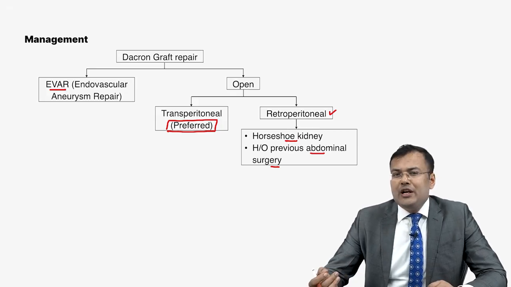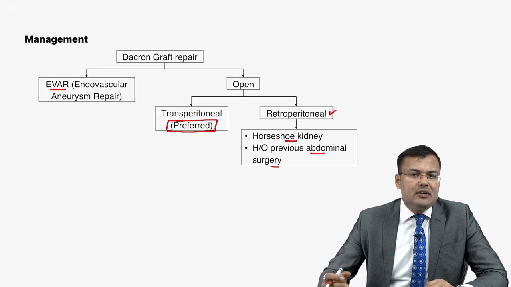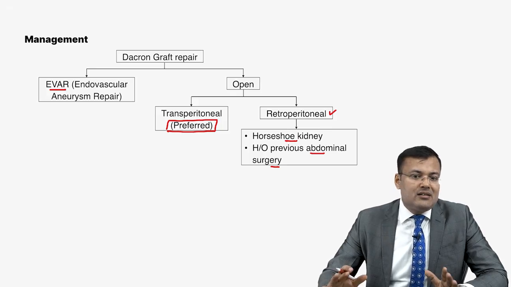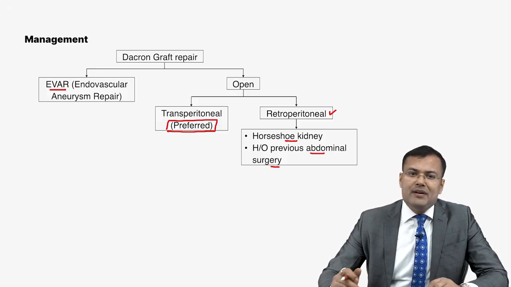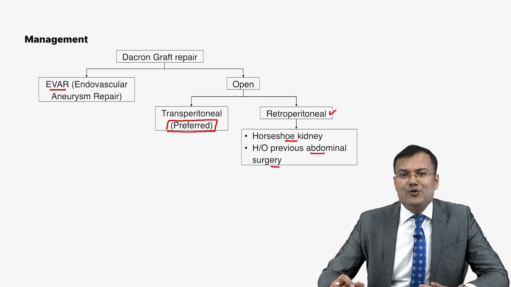So EVAR, endovascular aneurysm repair, or open. What is the preferred approach? It is the transperitoneal approach. In horseshoe kidney, or if there is history of previous abdominal surgery, we are going for the retroperitoneal approach.